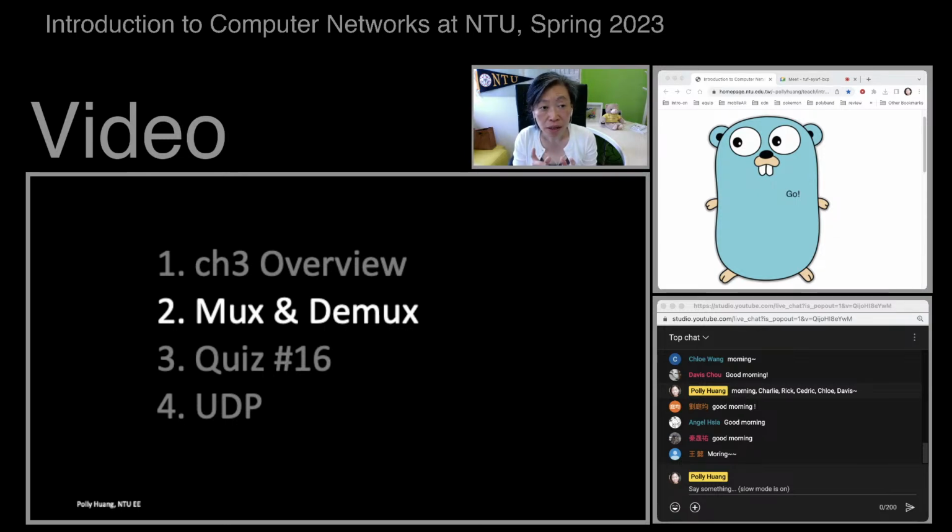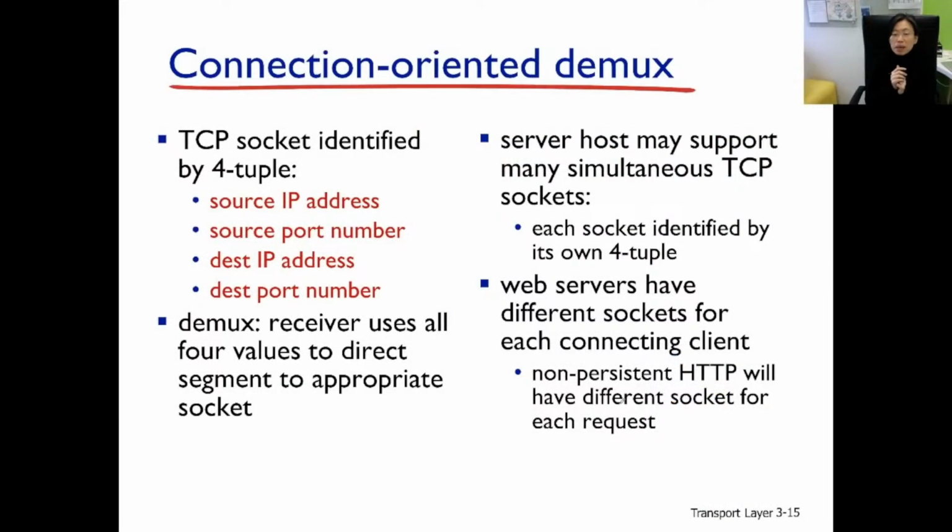Now, this is not the only demultiplexer there is. On the internet, there's another kind of demultiplexer called connection-oriented demultiplexing. And this one, as you might guess, checks not only the destination address but also the source address. The slightly more complicated one is the connection-oriented demux, which is also TCP's demultiplexer. So whether a segment should go to a particular socket depends on all four pieces of information. The receiver uses all four values to direct the segment to the socket.